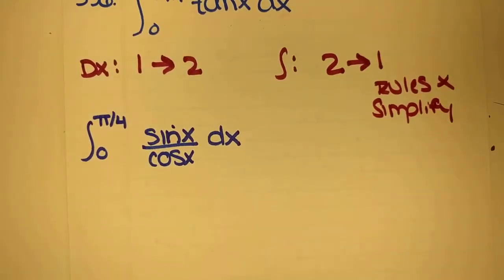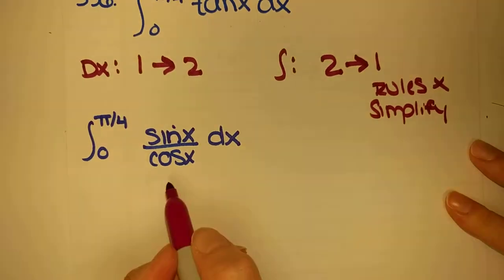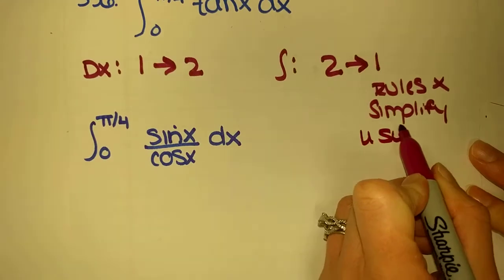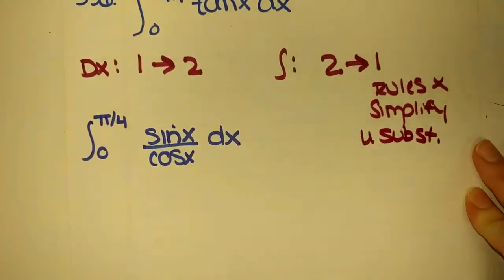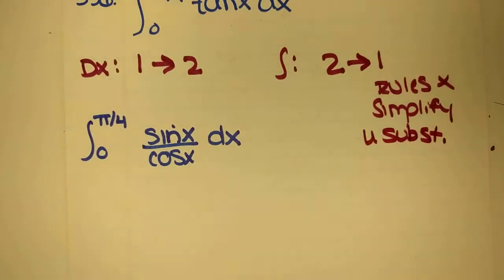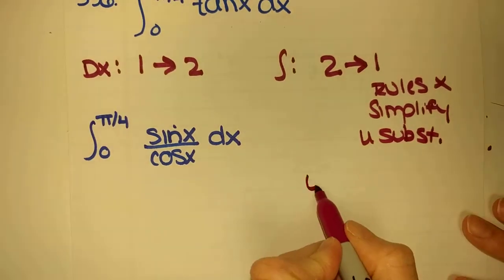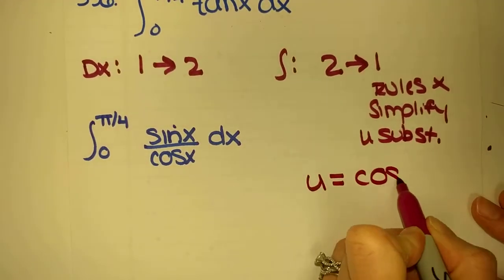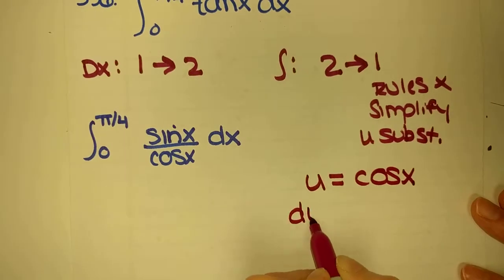And now I say, okay, well, how am I going to integrate that? Well, I don't have a rule for it. There isn't any simplification. So that leaves me, for this particular integral, with u substitution. Now, remember, if there is ever any question in your mind about what substitution to make, if there's ever a toss-up, you are going to choose the denominator. So I'm going to start by choosing u as cosine x, and then my du.